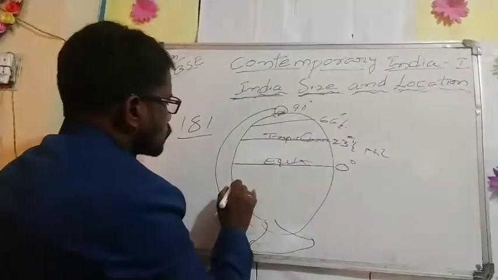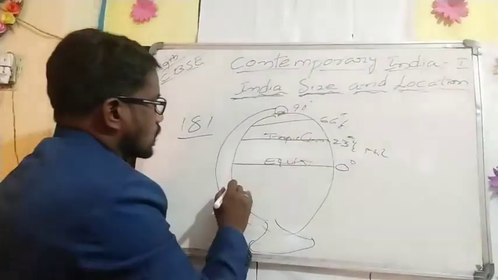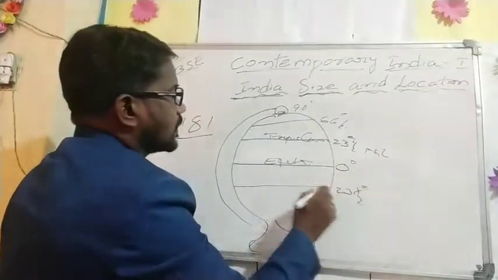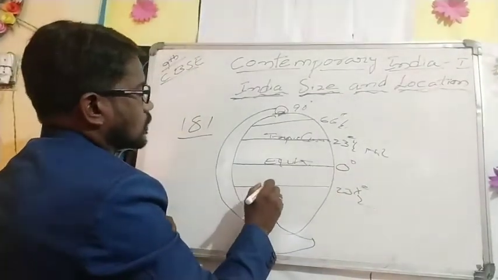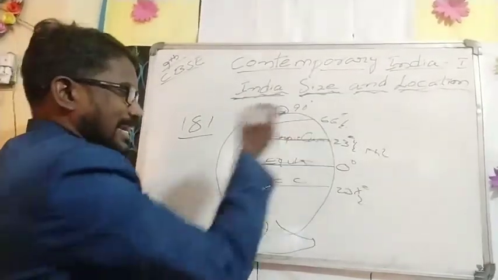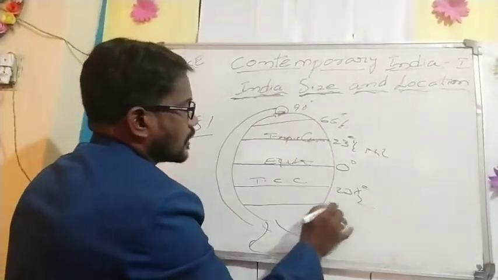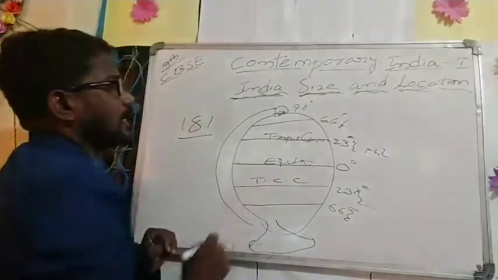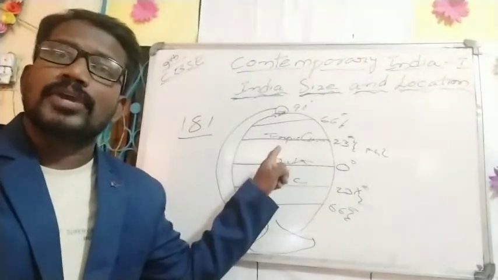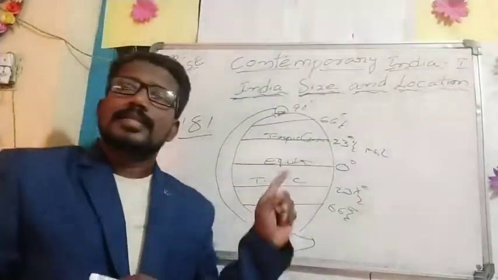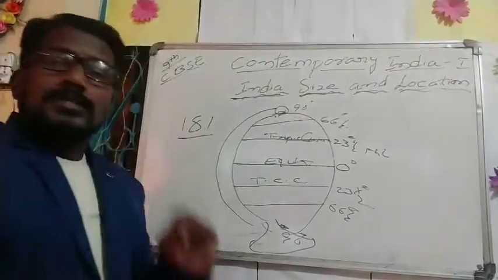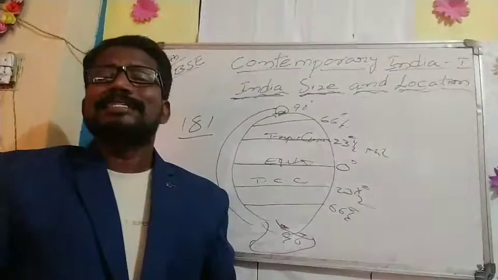In the same way, in the southern hemisphere also we can identify the important latitudes. 23.5 degree south latitude is called the Tropic of Capricorn. The next one, 66.5 degree south latitude, is called the Antarctic Circle, while in the northern hemisphere we identify the Arctic Circle. And finally the South Pole, 90 degree.